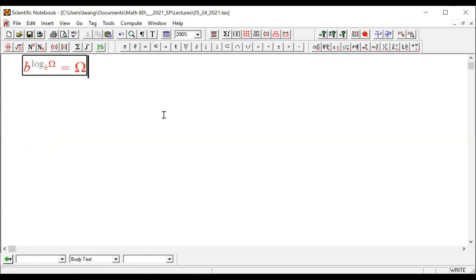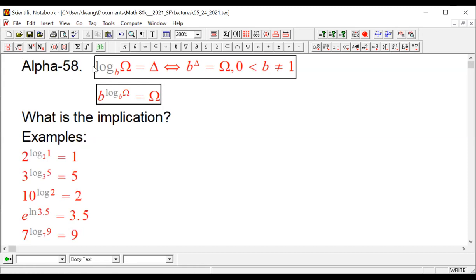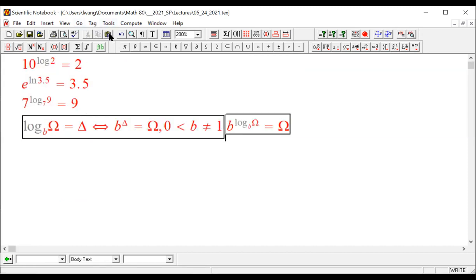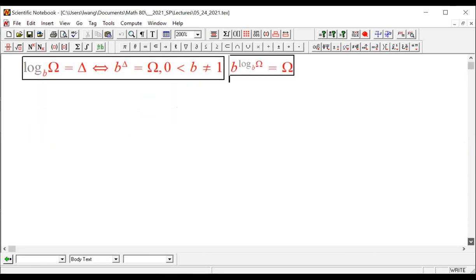Okay, we have that. And of course, we also have the definition. We have done the graphs. And now let's focus on alpha 58. The first one: it is 3 raised to the power of log base 3 of 5. What does that equal to?